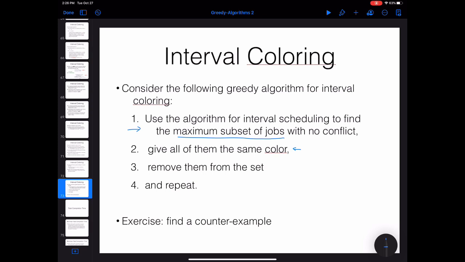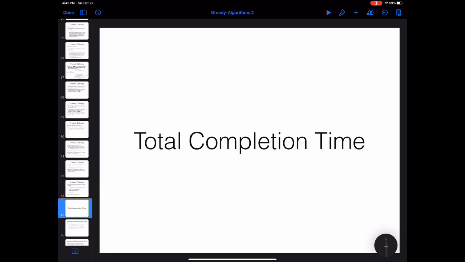This one, the intuition here is that you always try to find the largest set of jobs that don't have conflict and give them a color. But this is not going to give you the optimal answer, but it is a very nice exercise to work on the counterexample. Try to find a counterexample for this greedy algorithm. The next problem that I'm going to discuss is called total completion time.